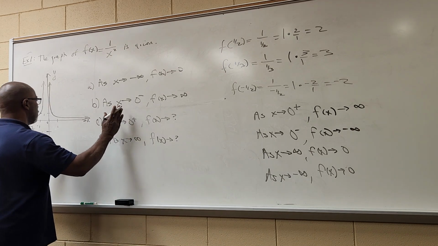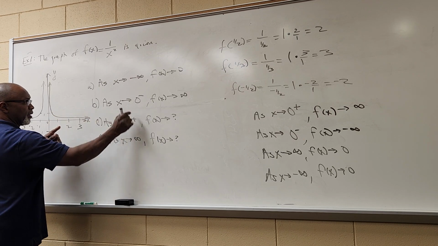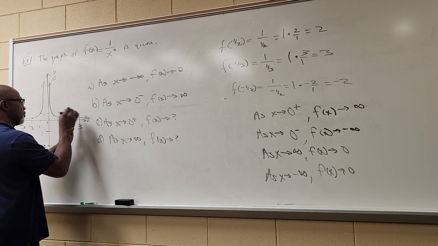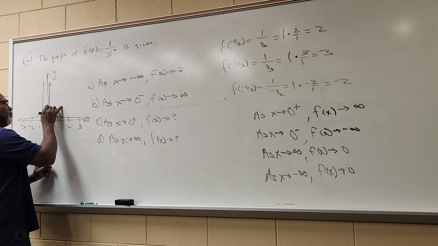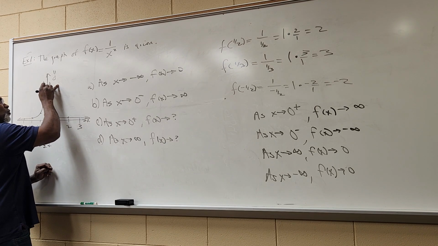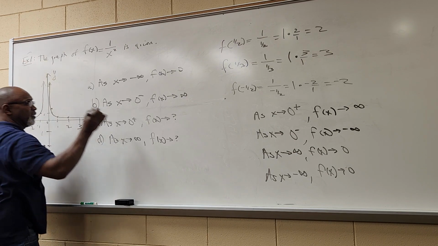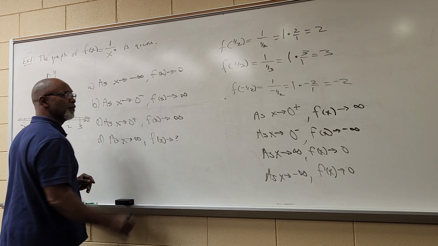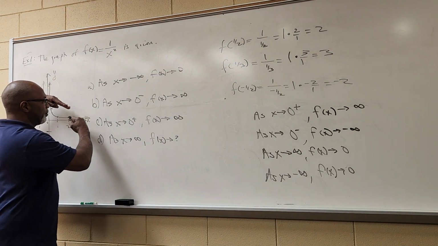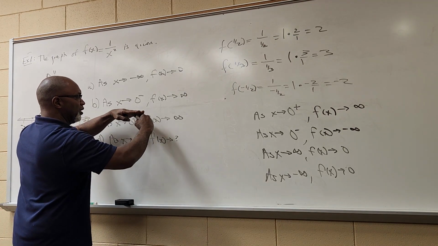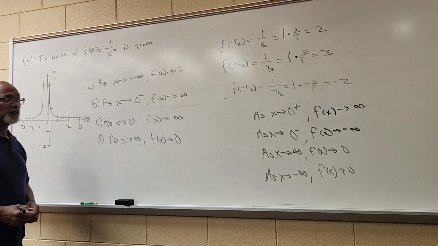Third, as x goes to 0 from the positive side. So now I'm over here. I'm coming to 0 from bigger numbers. So at x equals 3, the function is here. At x equals 2, the function is here. At x equals 1, the function is here. At x equals 1/2, the function is up here. At x equals 1/10, the function is always up here. So as I come to 0 from this side, the function goes to infinity. And finally, as x goes to infinity, x is getting really, really big, my function is getting closer and closer to the x-axis, but the x-axis is y equals 0.